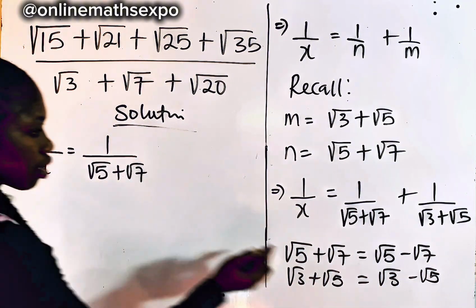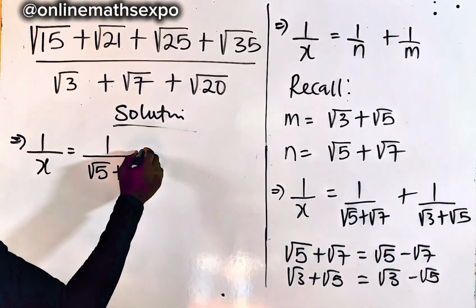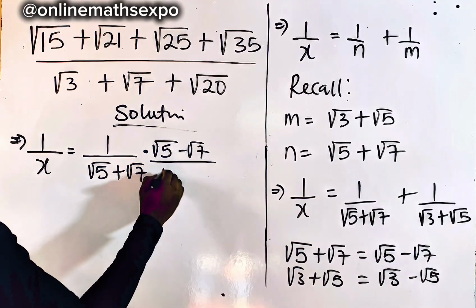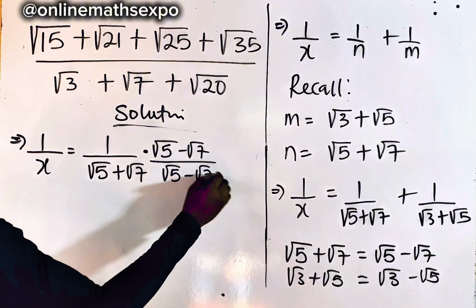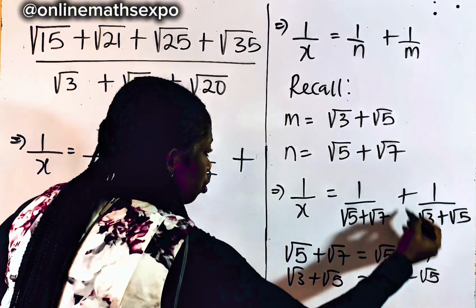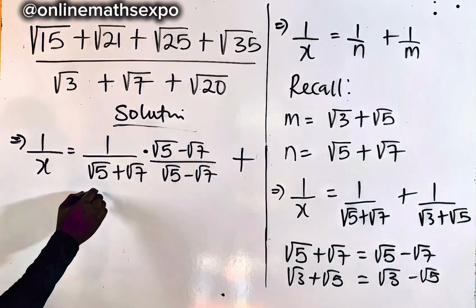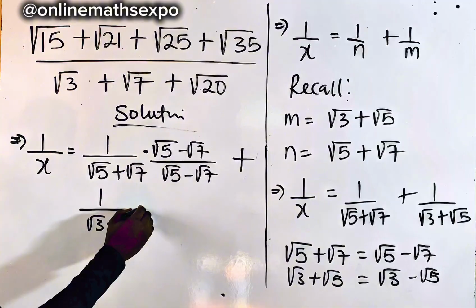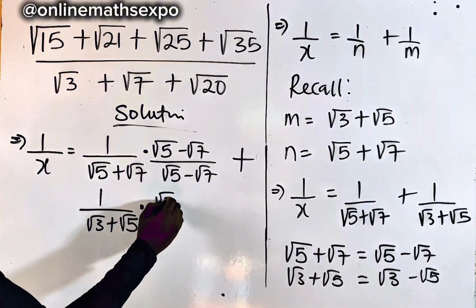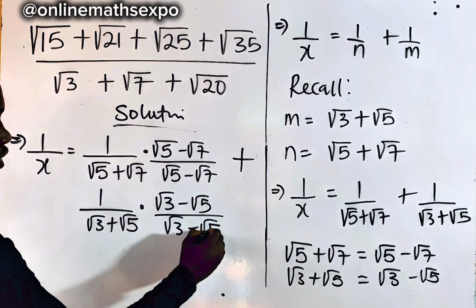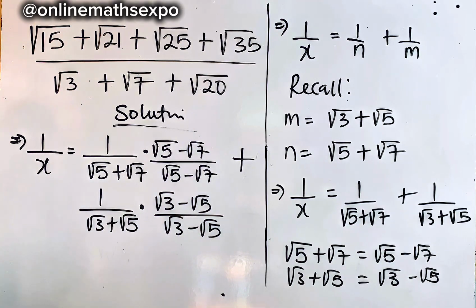So for this, we make use of this, and that will give us root 5 minus root 7 divided by root 5 minus root 7. Then bring down your addition sign. Also rationalize this. So we have 1 divided by root 3 plus root 5 multiplied by the conjugate. So the conjugate is this. Then divide by root 3 minus root 5. Now what do we do next?